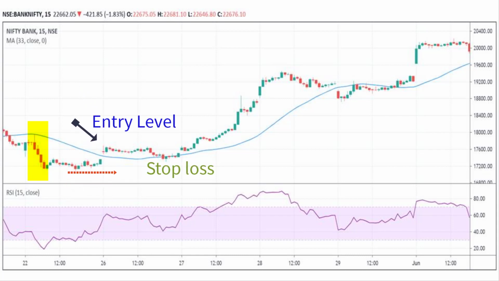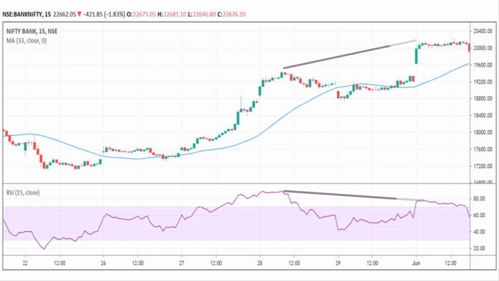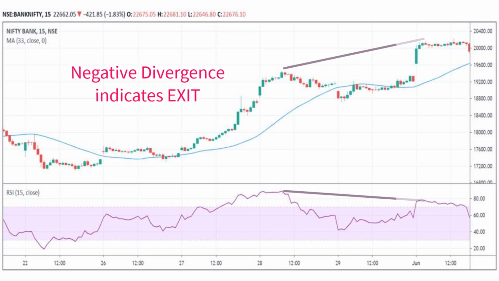at this swing low. And for fixing the target, we will use RSI. When you see a divergence between the price and the RSI, then that is a signal to exit. In this example, we see a negative divergence at this 20,000 level. So this is where you will be exiting your trade.